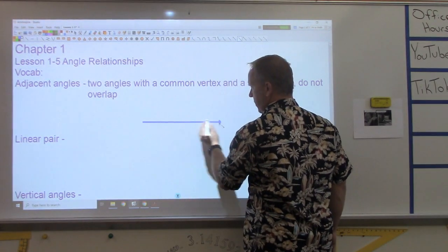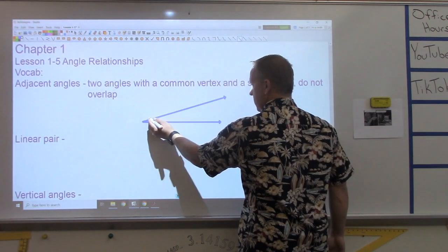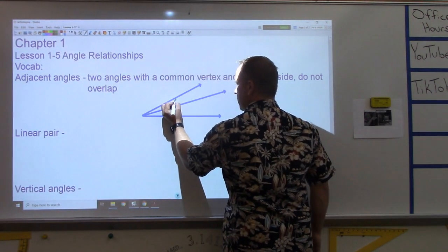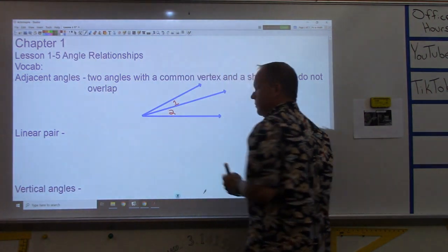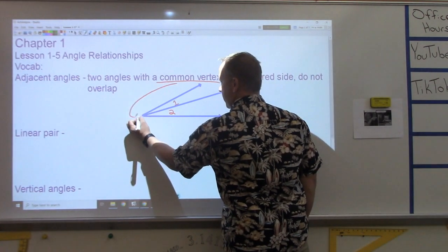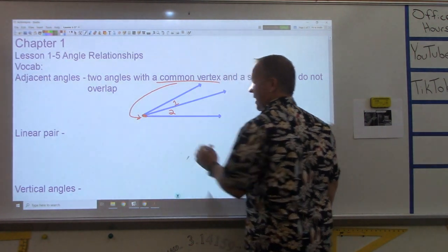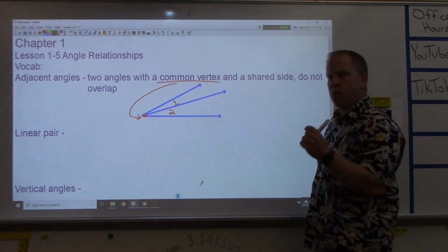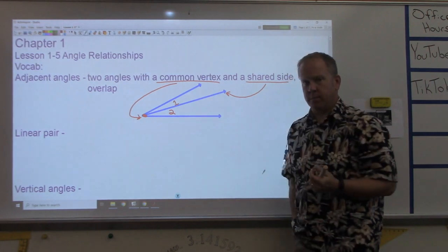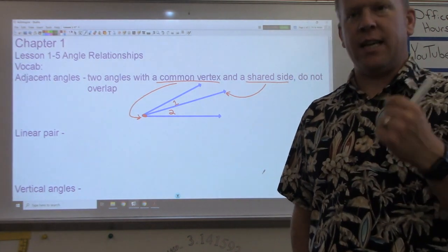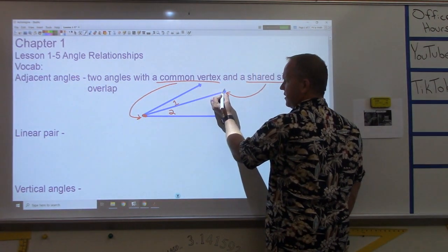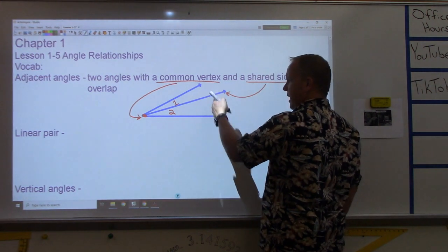So here I have an angle right here. Okay, I'm going to label these. Angle 1, angle 2. Angle 1 and angle 2 are adjacent angles because they have a common vertex, which is right here. And they have a shared side, but they don't overlap. What they're trying to say is that the shared side has to be the side that's between them. They don't overlap. The side they share is in between them. So there's my shared side. Angle 1 is adjacent to angle 2. They have a shared side.